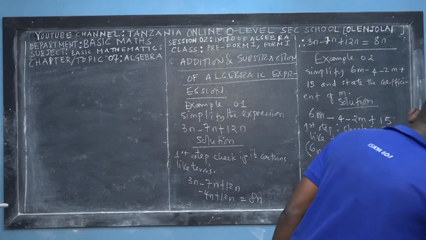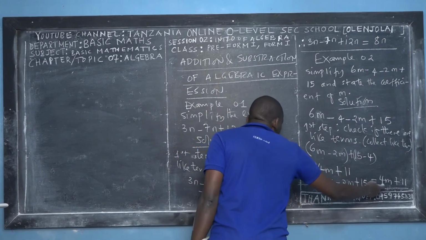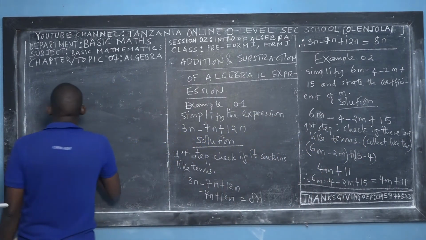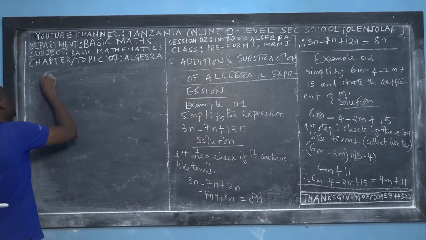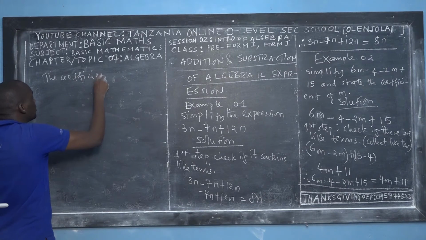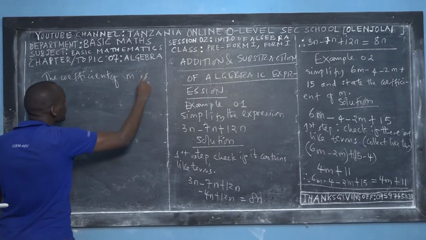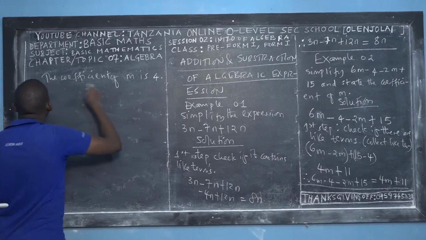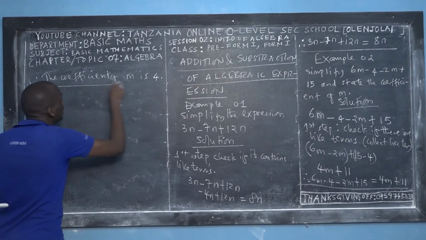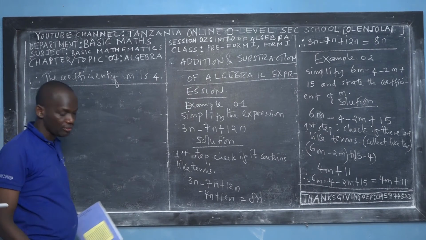So the coefficient of m from here is 4, right? I told you the meanings of coefficient. So you say that the coefficient of m is 4. So this is the part of the answer for the previous example.